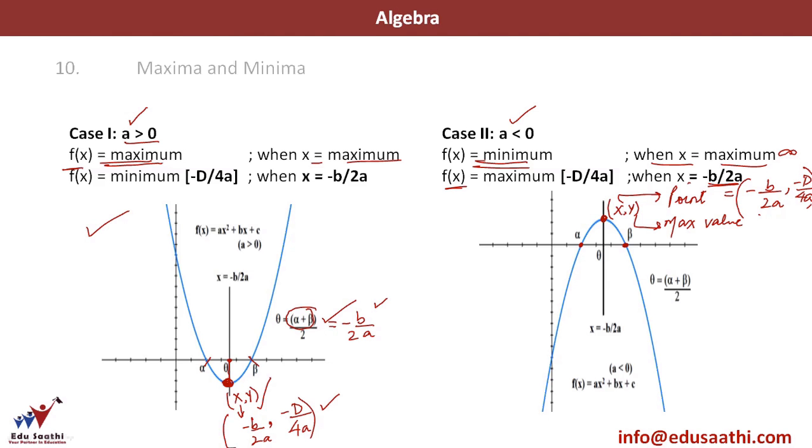You need not do any adjustment with the minus sign, because when a is positive and when a is negative, the minus sign would automatically be adjusted. So this is the only thing that you have to remember: minus b by 2a will be the point of maxima or minima, and minus D by 4a will be the maximum or the minimum value.